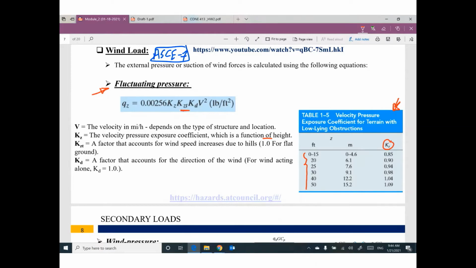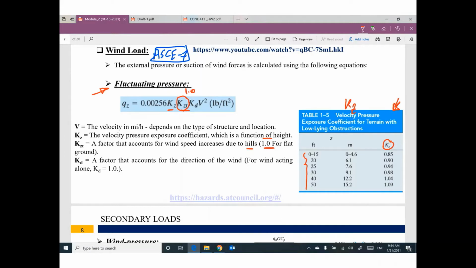Kzt is a factor that accounts for wind speed increases due to hills. If you have mountains, or some kind of terrain, then we can figure out the value of Kzt. However, if you have a flat terrain or flat ground, your value will be 1. So most of the time, I'm going to use Kzt as 1. Kz from this table.